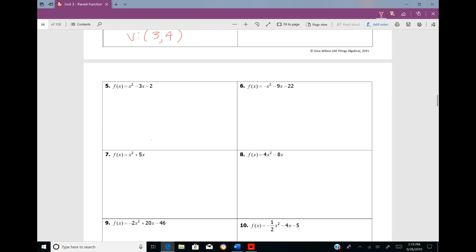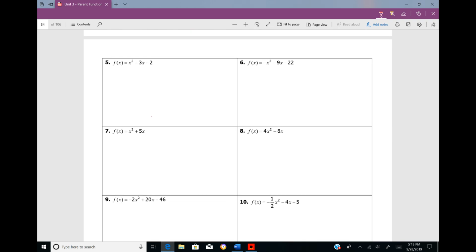Let's do another example. We'll do number 5. So number 5, we have, let's group it.